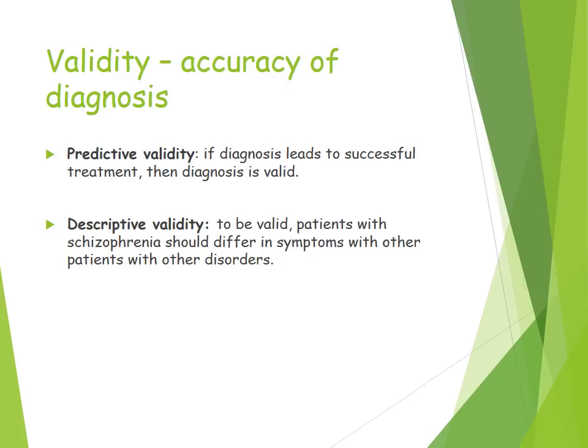So if we diagnose a person with schizophrenia and they are treated successfully, then it would appear, because we've been able to treat them, that our diagnosis was accurate. We were valid in that diagnosis of schizophrenia. Equally, descriptive validity. For it to be valid, patients with schizophrenia should differ in symptoms with other patients with other disorders.